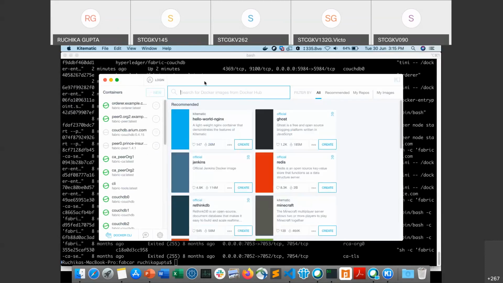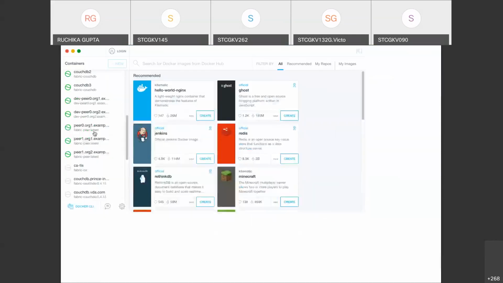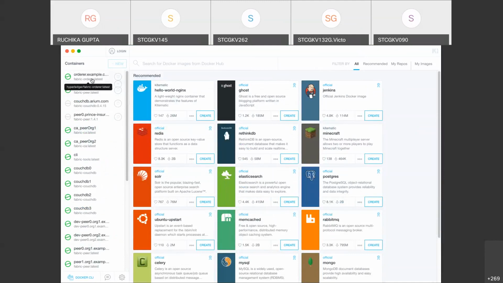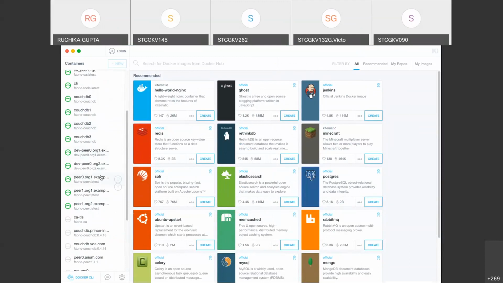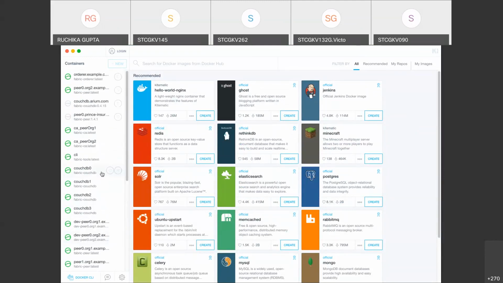Kitematic is UI based, where you can see what containers are running. It's easier to show, that's why I've just opened this for you. You can see that I have one orderer running and peers running. How many peers do I have running? I have peer 0 org1, peer 1 org1, peer 1 org2. So it has created a network which has 2 organizations. Each organization has 2 peers in it, and each organization has its own certificate authority. And then I have my orderer.